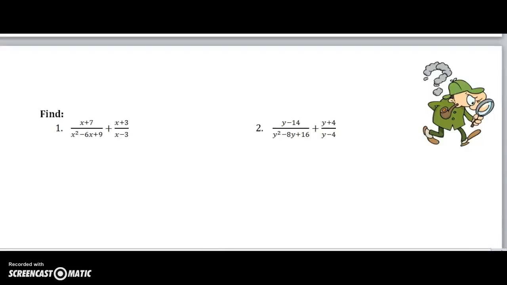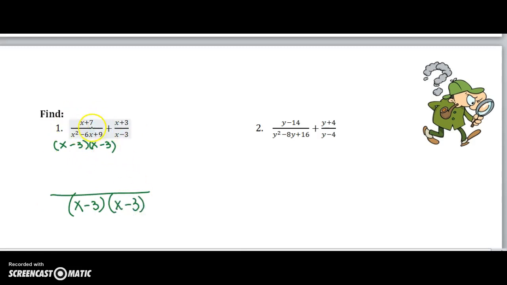We need to find a common denominator. So let's see if we can factor multiples of 9 that will add to give us a negative 6. So 3 and 3 is my best guess. Same sign, both negative. So x minus 3 and x minus 3 would be the factors. So when I go to find my least common denominator, I can't just do one x minus 3. I have to be able to satisfy both fractions. So the least common denominator is x minus 3 times x minus 3.